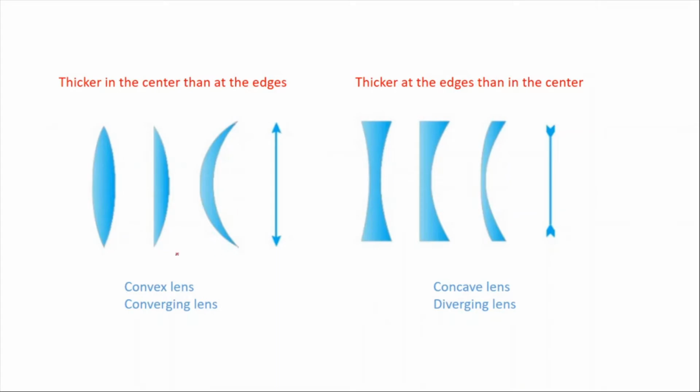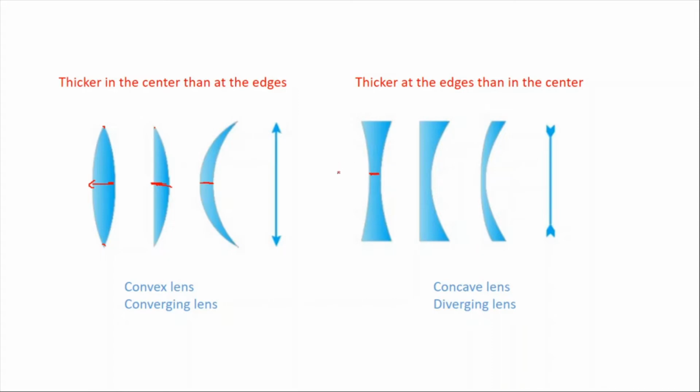By the way, converging lenses are sometimes called convex lenses, and a diverging lens is also called a concave lens. These are the shapes of convex lenses and these are the shapes of the concave lenses. As you see, the convex lenses are thicker in the center. Look, the center is thicker than the edges. Here also the center is thicker than the edges. Here also.